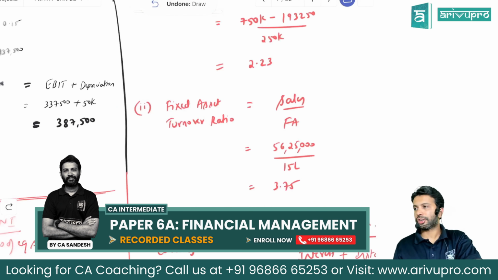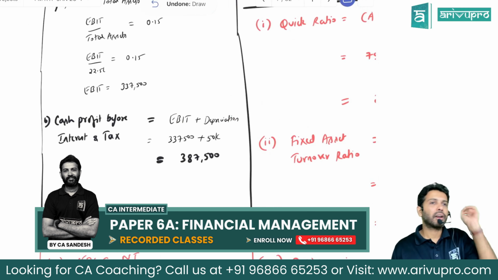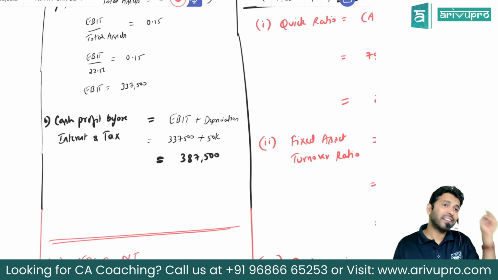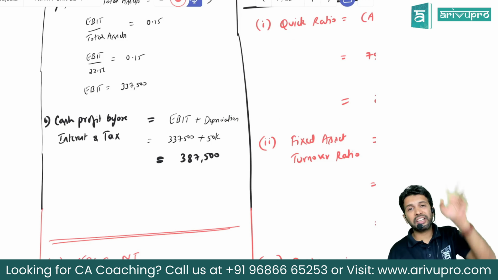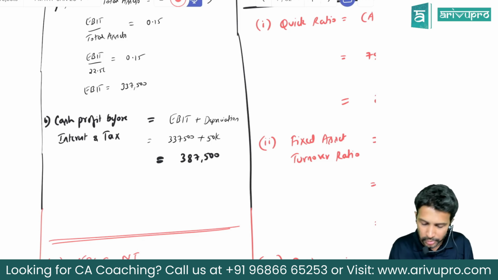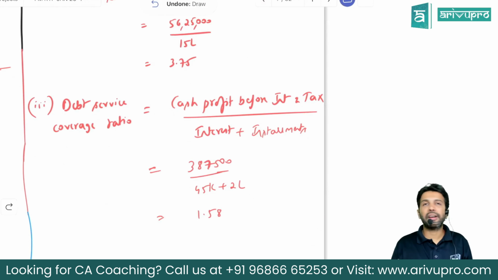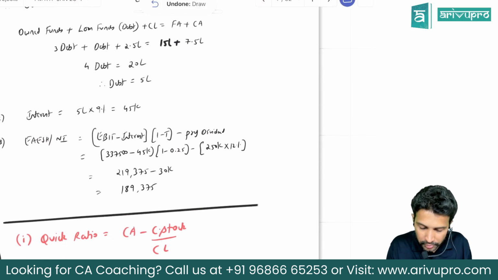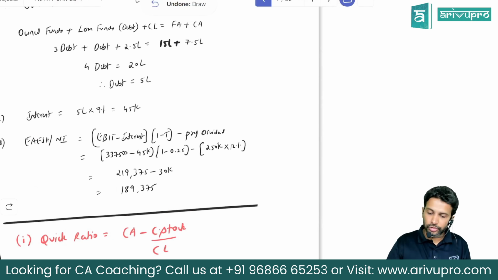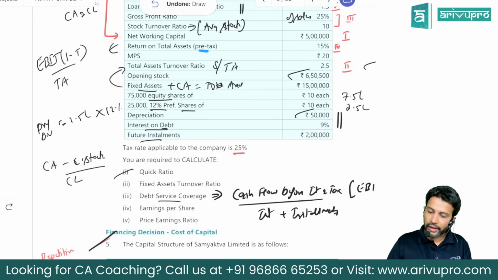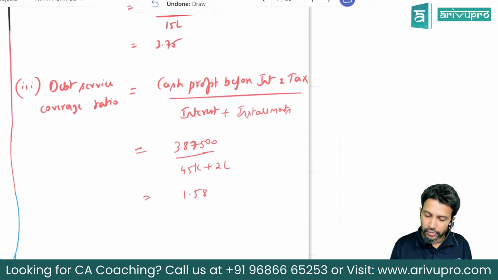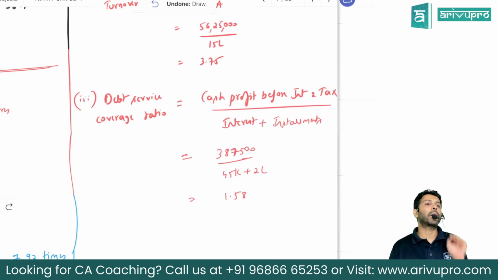Debt service coverage ratio. How do you get debt service coverage ratio again? Cash flow before interest and tax divided by interest plus installment. Cash flow before interest and tax we worked out to be how much? 387,500 divided by interest. How much is interest? Here only we worked out. Interest is how much? 45,000. What is installment amount? 2 lakh. So 45,000 plus 2 lakh, if you do, you will get debt service coverage ratio to be 1.58.